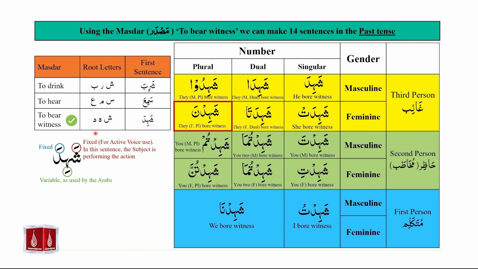Our next root letters are Sheen, Ha and dal. The meaning of the masdar is to bear witness, and the first jumla fi'liya in the table is shahida. Shahida means he bore witness, referring to the past tense. Shahida is written on the same pattern as shariba and sami'a.